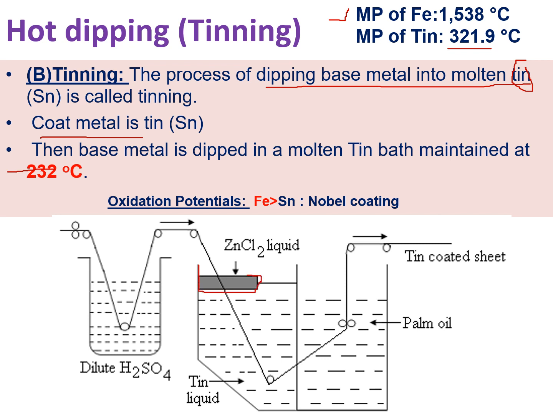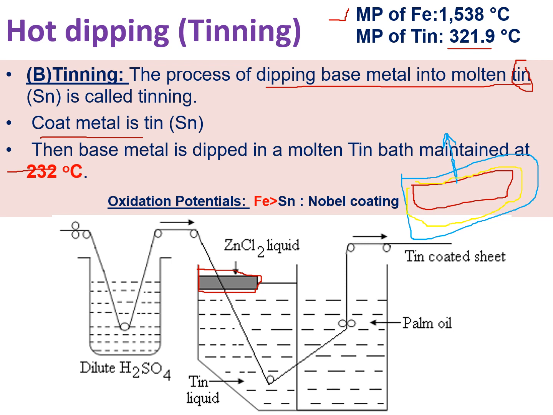Zinc chloride. So see here, this is the iron metal. If you make a coating with tin metal, this is the tin metal coating. If any breakage happens here, now the iron is exposed to air and it leads to pitting corrosion. If you make a zinc chloride layer in between, then if any breakage happens, this zinc chloride protects the base metal.